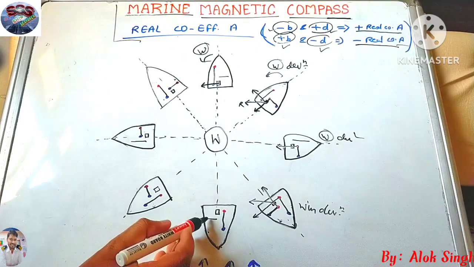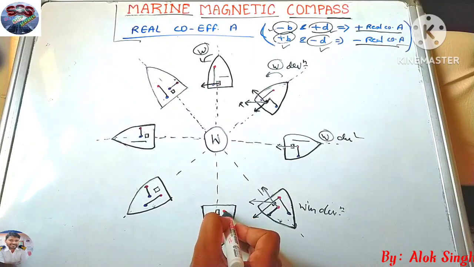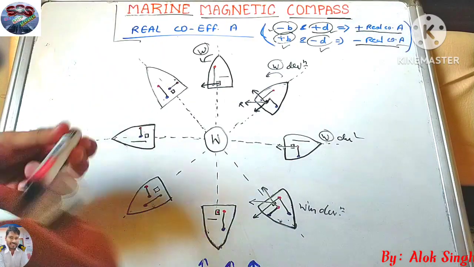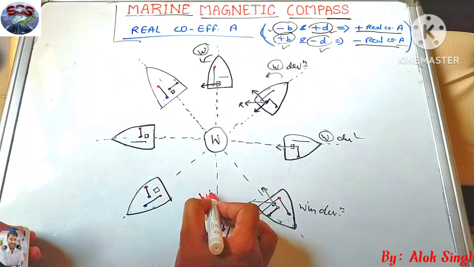What will happen here? Because these are not induced, they will not affect anymore. So only this red will deviate the red end of the needle. So how will it go? It will repel, so it will go to the west. So westerly deviation.